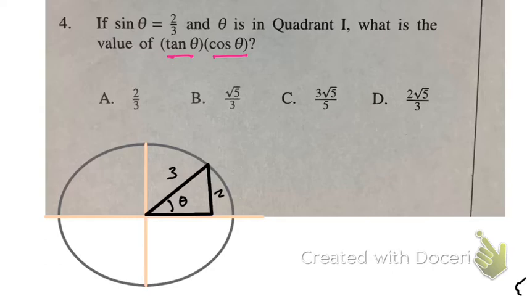So, if I want to find tangent of theta, what do I need? I need this side, the adjacent side, because tangent is opposite over adjacent. I know this about tangent. So I need to find that. Easy enough to do with the Pythagorean theorem.